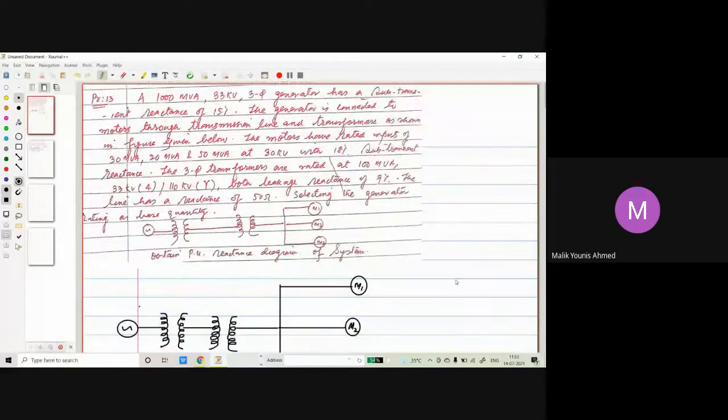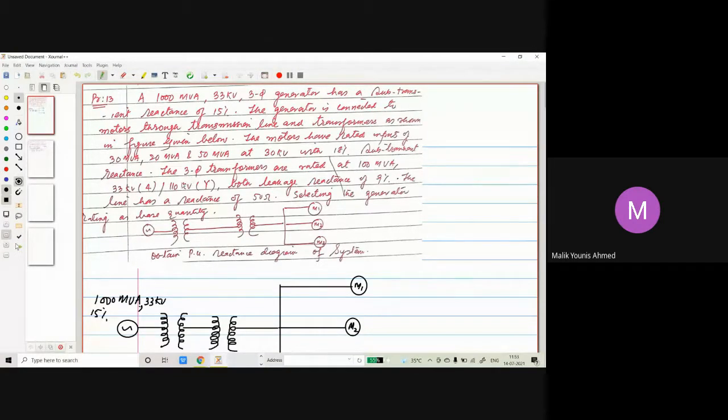Number one, the data for the generator: it's 1000 MVA, so we can write it here. It has 33 kV voltage on this side of the generator, and a subtransient reactance which we will denote by 15%. Then the generator is connected to motors through the transmission line and transformer as shown in the figure. The motors have the ratings shown, at 30 kV with 18% subtransient reactance. We'll write it later.